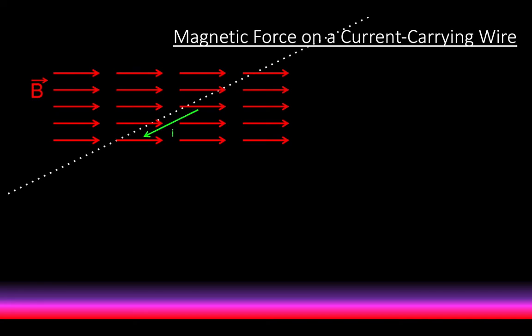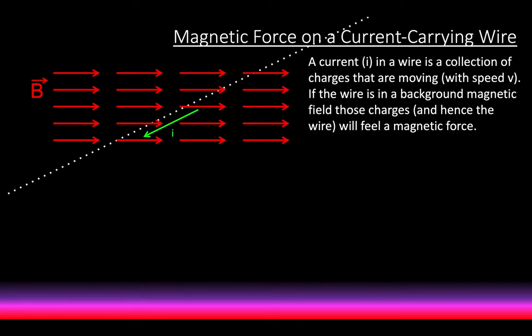So let's suppose here's a wire. Now, in this example, this wire we are going to assume is infinitely long, and this wire is placed in a background magnetic field. So there is a current flowing through this wire. A current is just a collection of charges that are moving, and the charges are moving with some speed. And something else is creating this magnetic field in the background. I'm not telling you what else is creating this background magnetic field. We're just assuming that it is present.